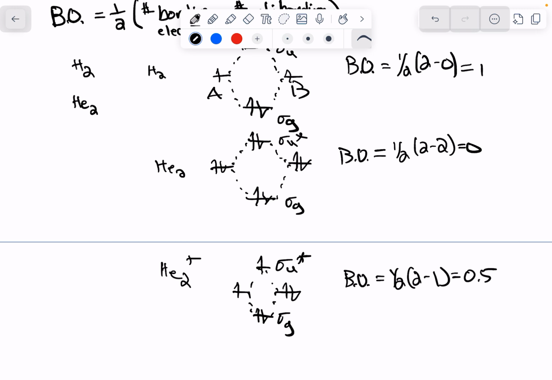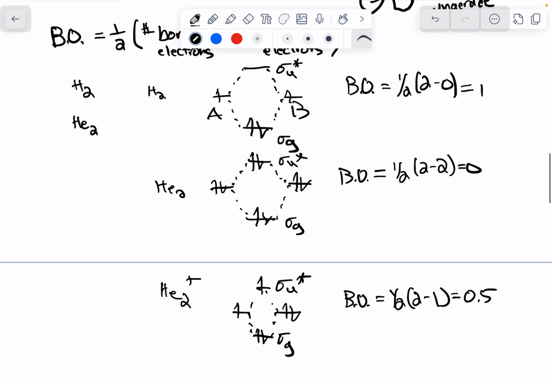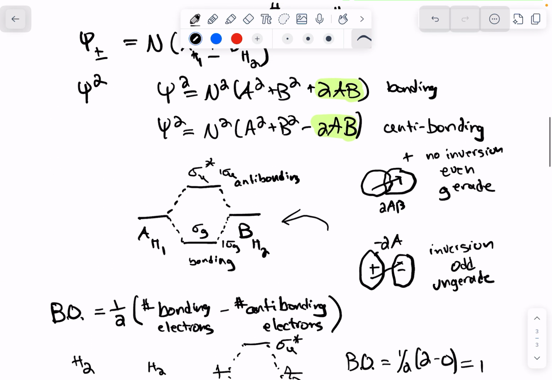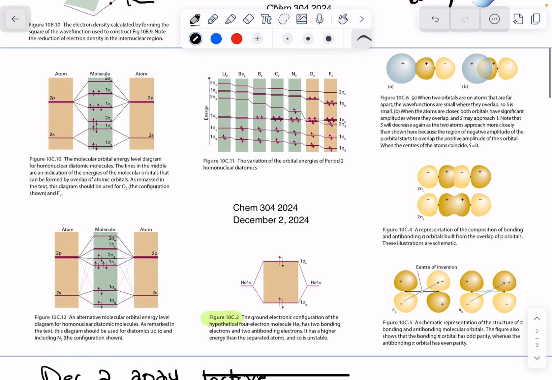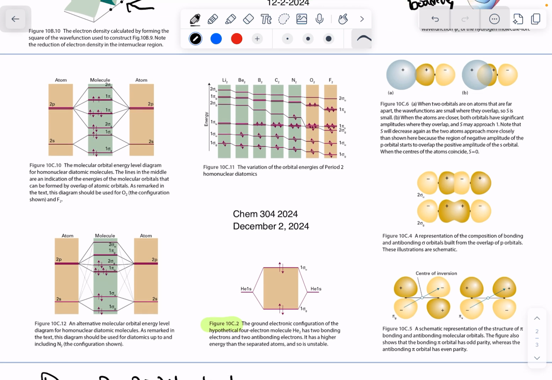But I wanted just to start off this lecture dealing with just the s orbitals, and what we're going to do on Wednesday is take a look at the p orbitals. You'll see that it's roughly going to be the same thing, just a little different because you've got some centers of inversion here. But in the end, you'll see that there's bonding and anti-bonding.